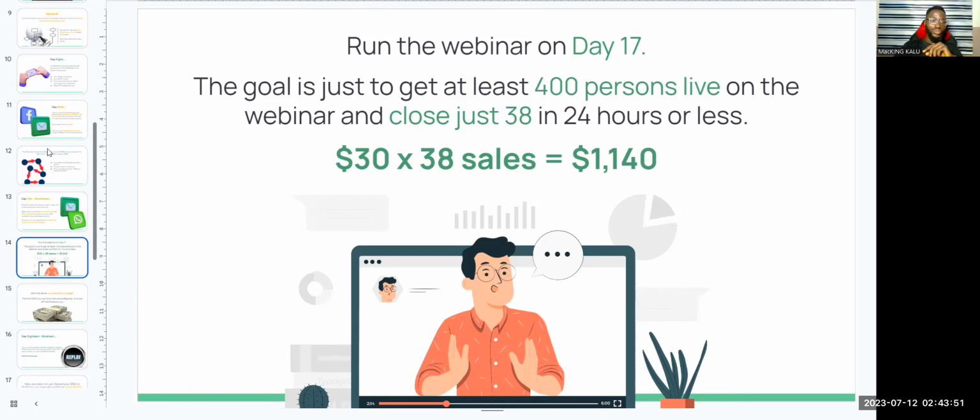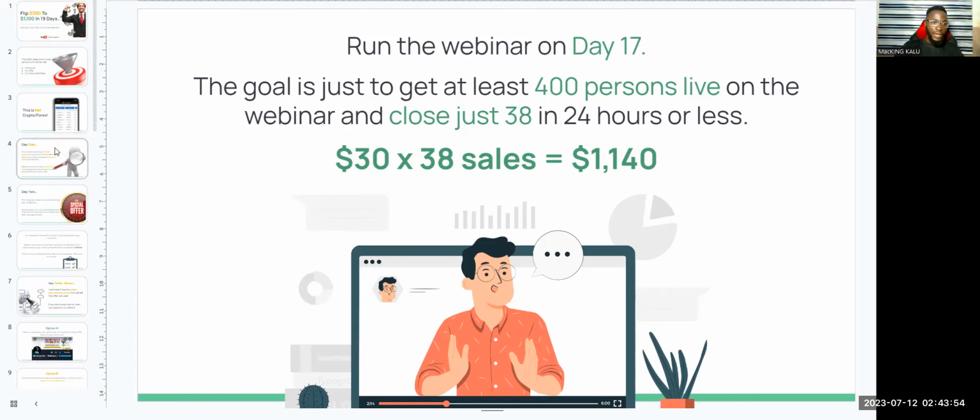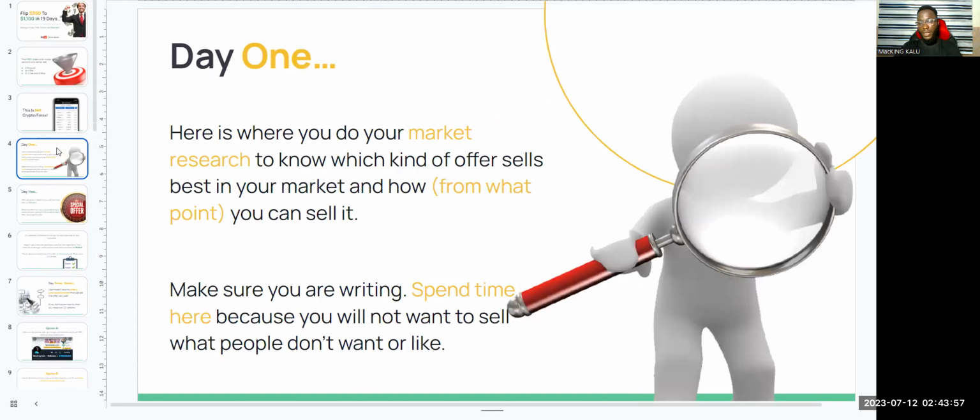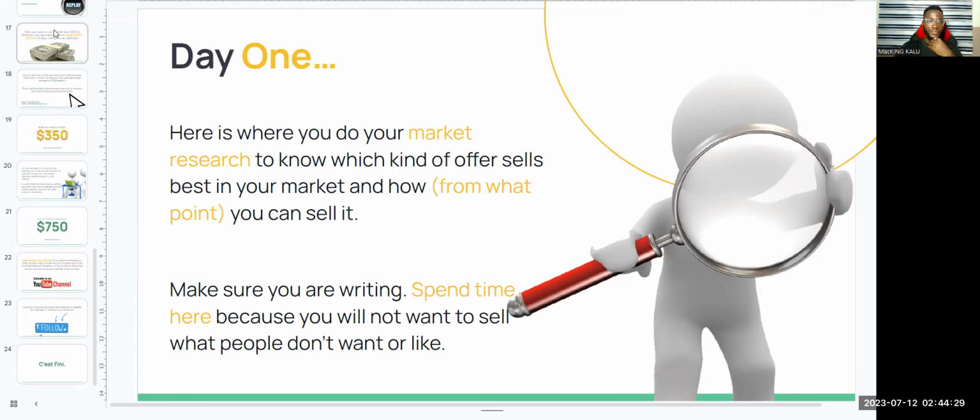Now, don't forget what I told you to do when you're crafting out your offer. Because the offer is one thing that will tell if it will sell. The way you craft it will tell if it will sell. So make sure you are bringing out the offer from what people want or what they need, which is their problem. Your offer should be creating a solution for an already existing problem. Already existing problem, not a problem to come. Yes, that is what your offer should be solving.